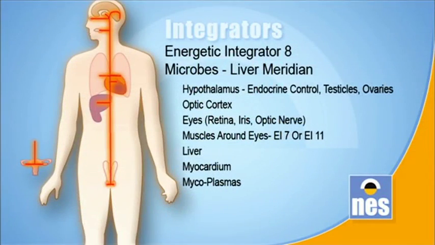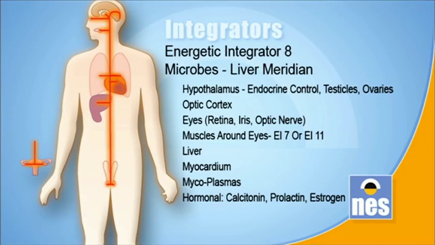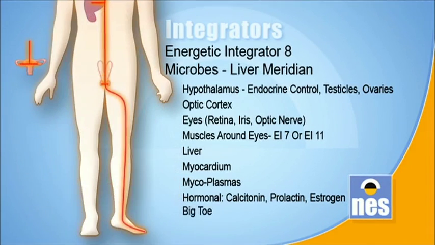There is some link between the endocrine control, again, with calcitonin, prolactin and estrogen, all of which can be affected by Integrator 8. Last of all, we need to go down to the big toe. If this one's swollen up, well, it's Integrator 8. It may be gout. But if it isn't gout and the toe is still swollen, it could be because of a malfunction of Integrator 8.